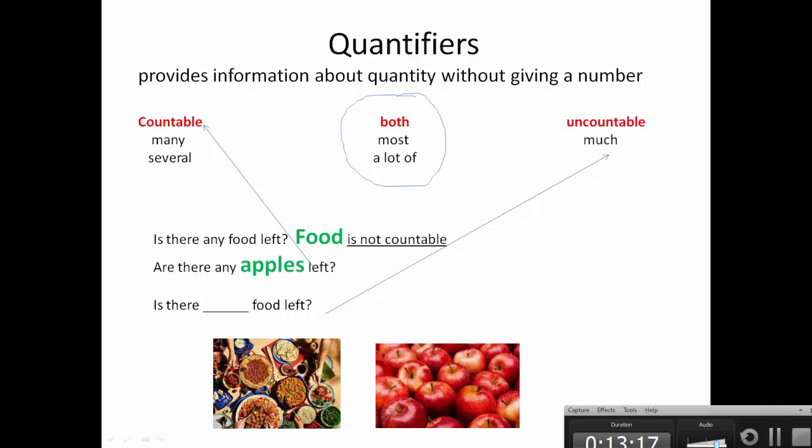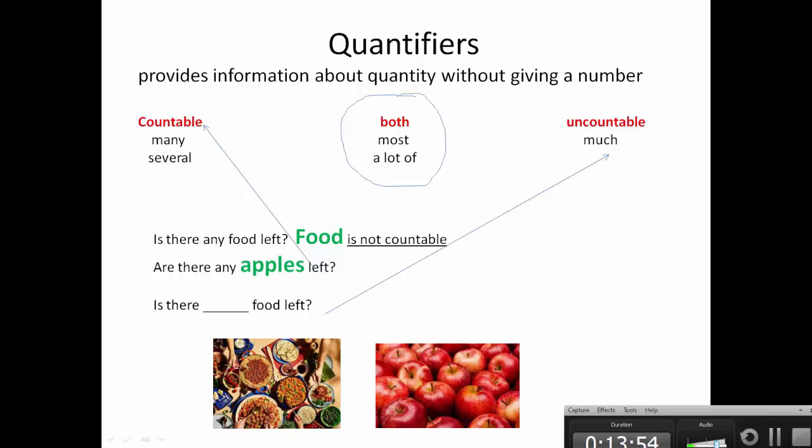Here are the quantifiers. They are going to be countable, both, or uncountable. So it just depends upon what the sentence is. Is there any food left? We can't count that. We can't count food. Food is not countable. Are there any apples left? Apples are countable. We can count those.